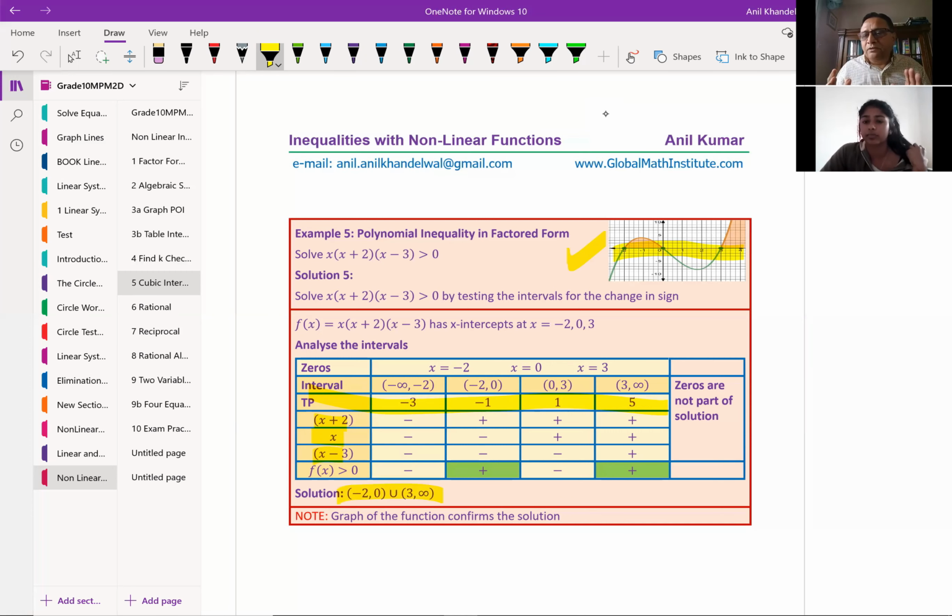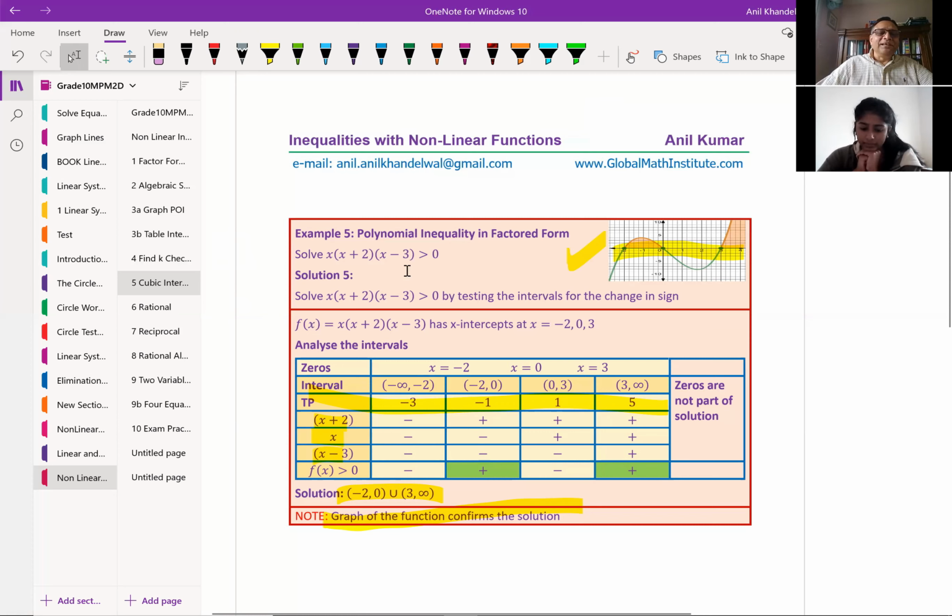So when you write this particular solution, boundaries are not included since it is greater than 0, right? And then it's union, or you can write "or" also, correct? So that is how you're going to do it. The graph shown here really confirms that this is the right answer, right? But if the restrictions are not there, and the question is as simple as in this example, you can just graph, write the answer, and move on.